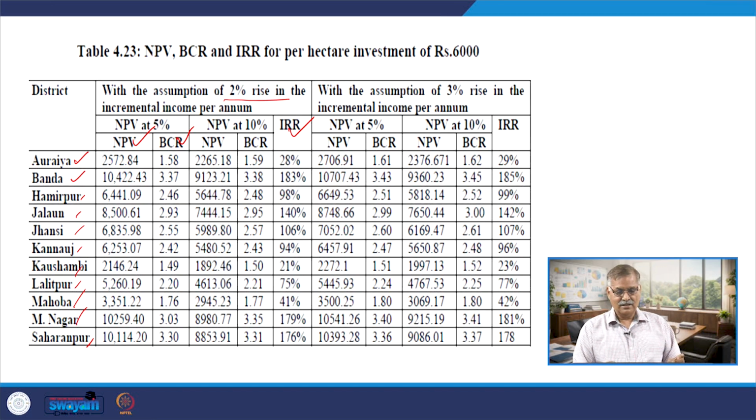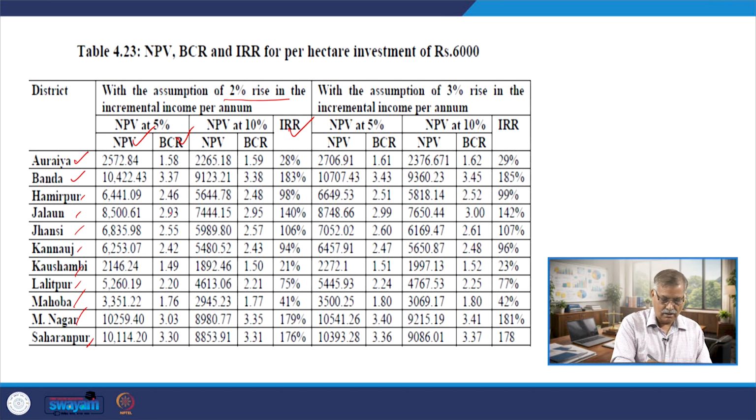You should understand that internal rate of return will not depend on the discount rate, but the discount rate affects the cost benefit ratio. In all the districts we have shown that if the discount rate is 5%, then the cost benefit ratio is, say in case of Oreya, 1.58, but when the discount rate is 10%, then this cost benefit ratio declined to 1.51.